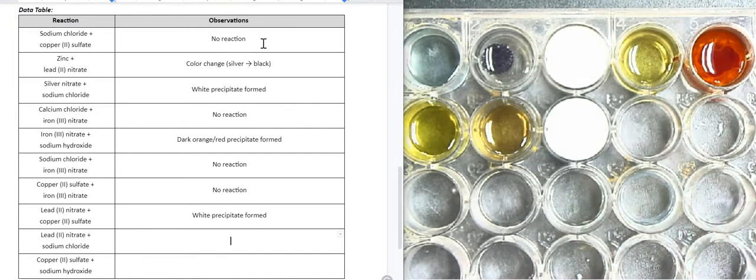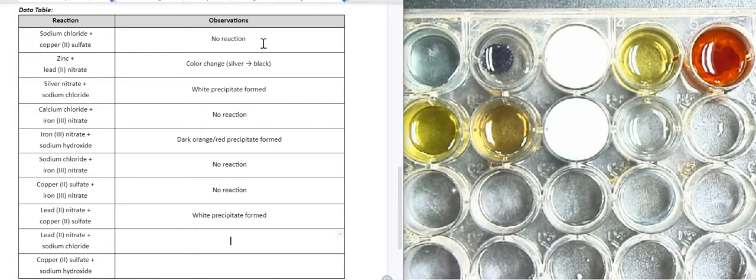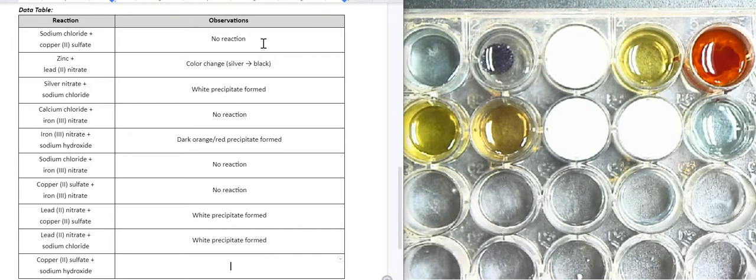Alright, next one, lead II nitrate with sodium chloride. Alright, again it turned white. It's cloudy, meaning a precipitate formed. And our last reaction, copper II sulfate with sodium hydroxide.